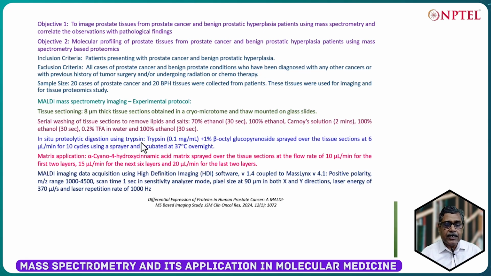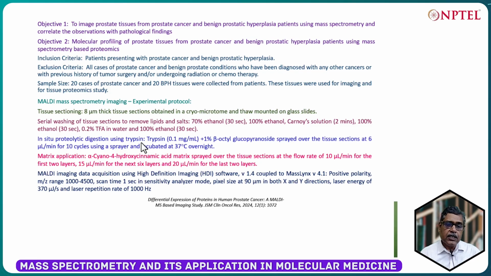Next thing is matrix application. So, the matrix we will use is alpha cyano 4-hydroxycinnamic acid, which is actually a very common matrix. We have been using this in our discussion for all types of peptides to make them visible. Then this matrix is sprayed over the tissue section at a flow rate of 10 microliter per minute for the first 2 layers, then 15 microliter per minute for the next 6 layers, and then 20 microliter per minute for the last 2 layers. So, 10 layers of matrix spraying we are talking about.